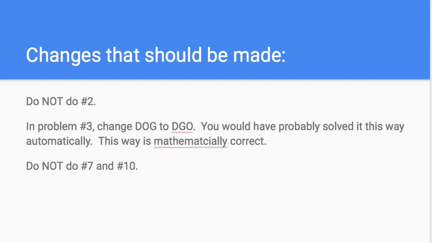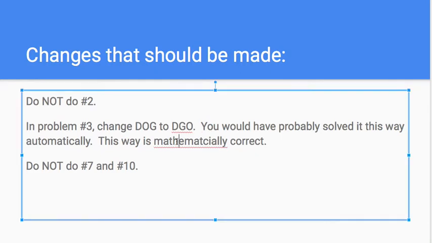In problem 3, you need to change triangle DOG to DGO, for the angles to match up. That's the way you need to solve it. Now, you probably would have solved it that way automatically, but this is mathematically correct, and I've just spelled that wrong. Oh, and I can't fix it. Mathematically correct. There we go.